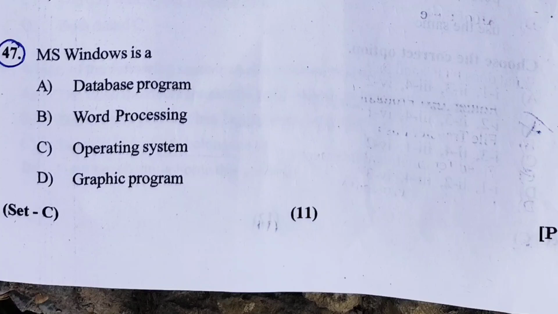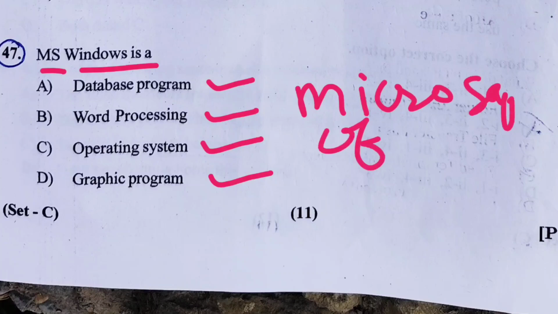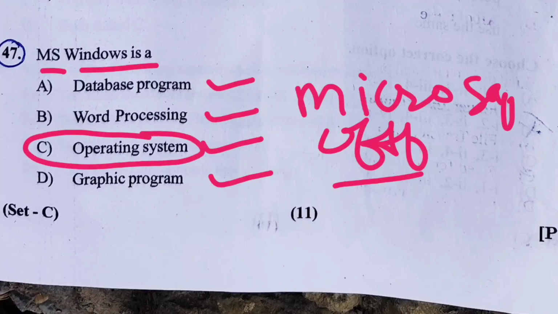Next question is, MS Windows is. Options are database program, word processing, operating system, or graphic program. So MS denotes Microsoft Office. Okay, here actually MS is actually the operating system. Okay, MS Windows is actually the operating system. So C option must be correct.